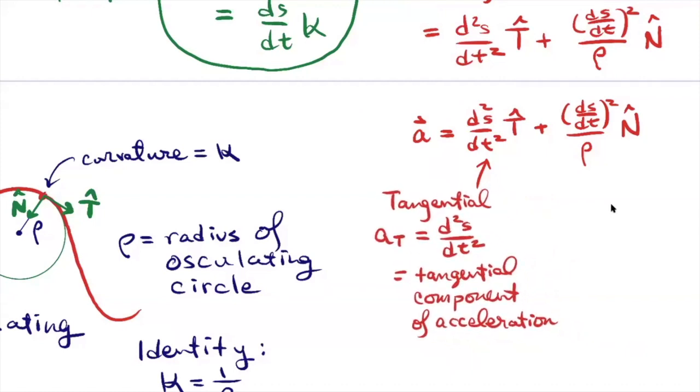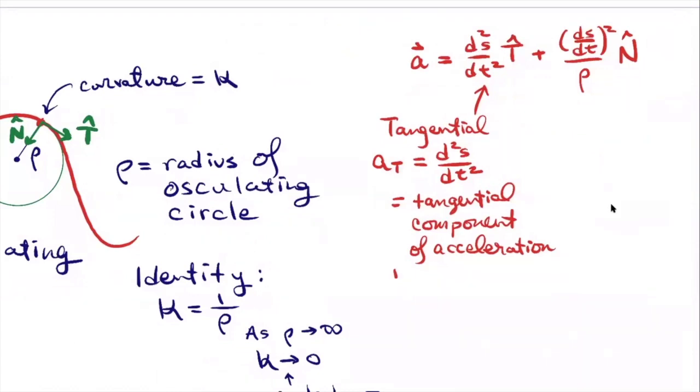Any questions about that? And just as a reminder, ds over dt is the magnitude of r prime, or velocity, if you like. Okay, which is just speed. So the derivative of speed is not acceleration. It's the tangential component of acceleration.